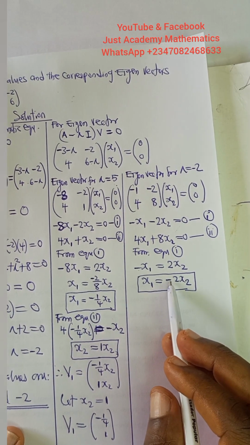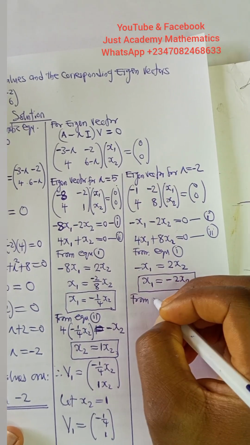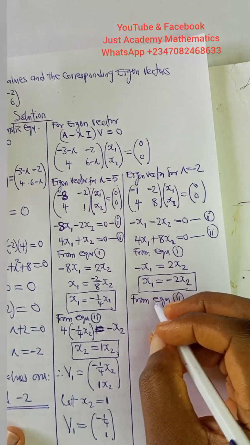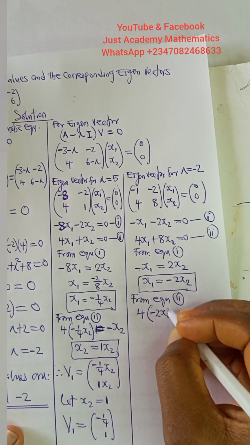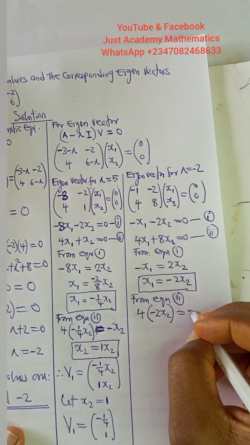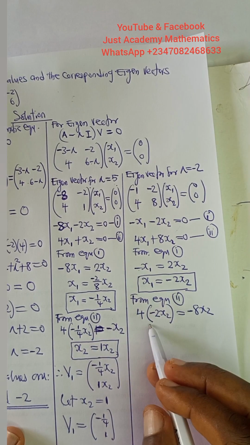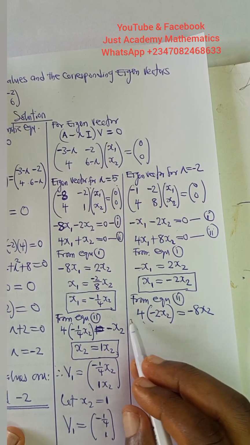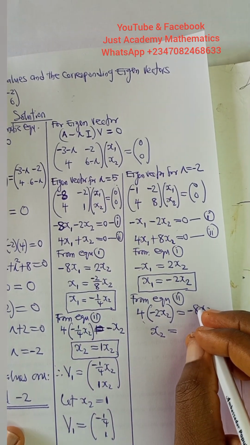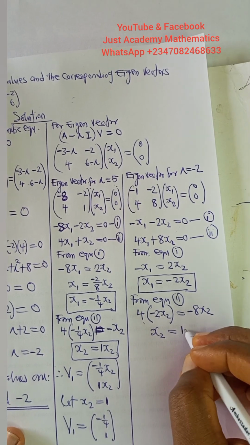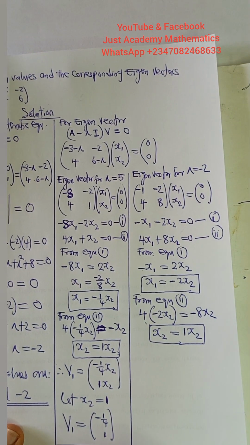So anywhere we now see x1 in equation 2, we replace it with this. So from equation 2, 4x1, in the place of x1, I'll write minus 2x2 is equals to, bring this one here, you have minus 8x2. So if you open this bracket, of course, you know you are going to get what? Minus 8 also. So you divide both sides by minus 8. So you have that x2 in terms of x2. Minus 8 divided by minus 8 will give you 1x2. Are you seeing it now?